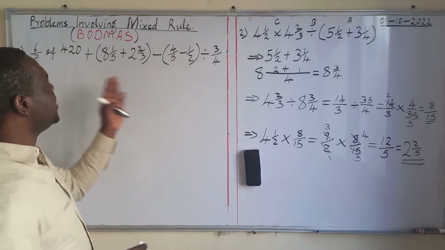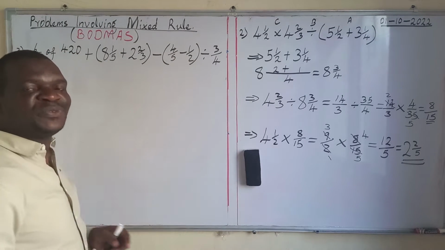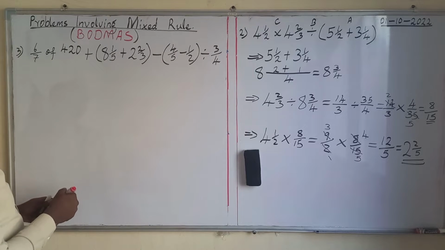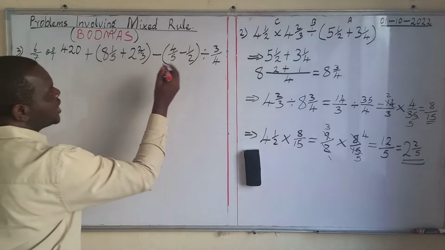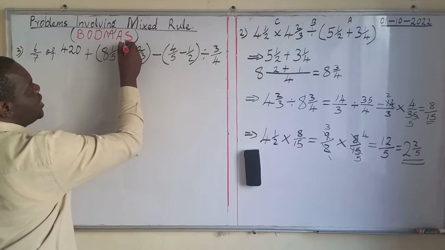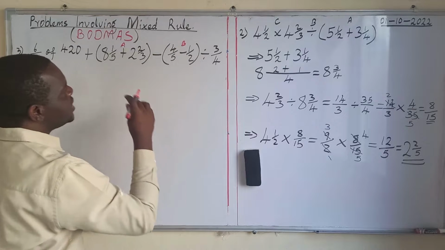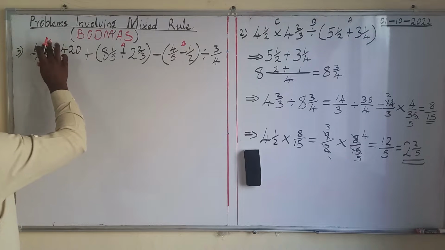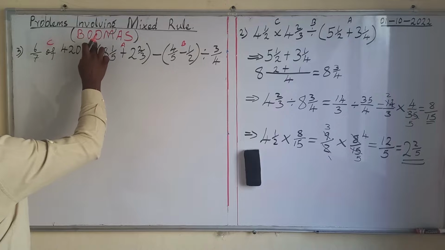Let's follow our rule and identify the order in which we are going to solve. So we start with brackets, and we have 2 brackets here, so we can say this is A and this is B. Then the next sign is of, C. The next sign that comes after of is division, D.